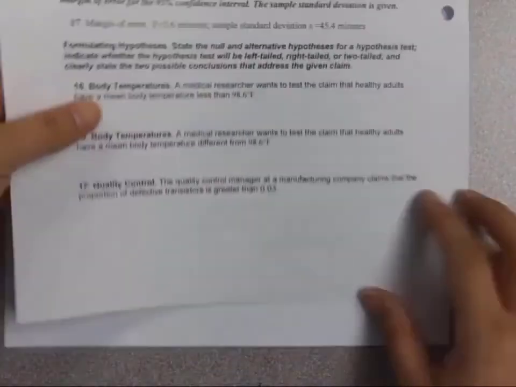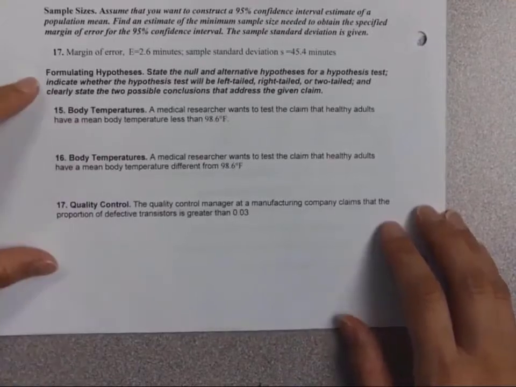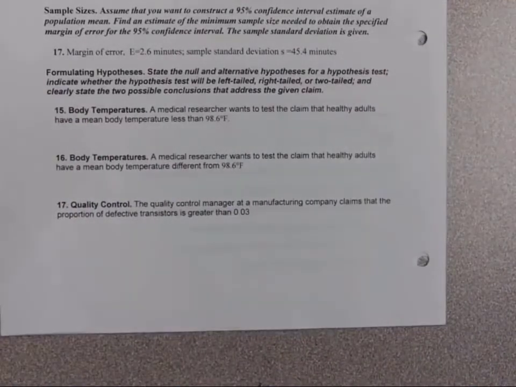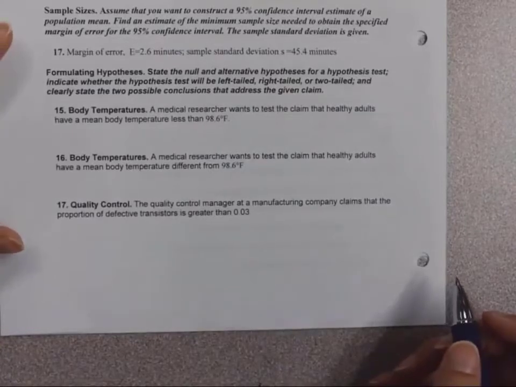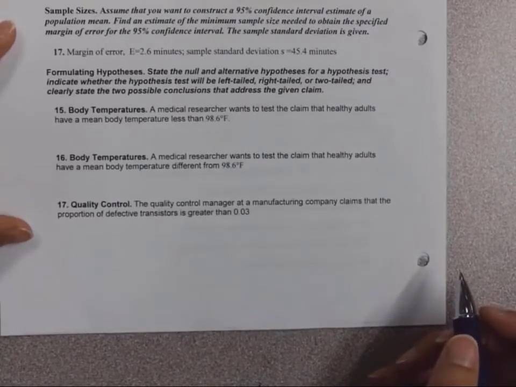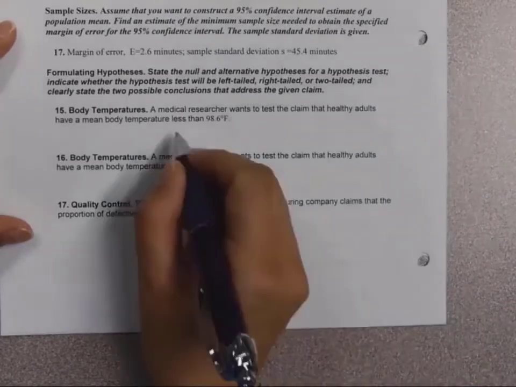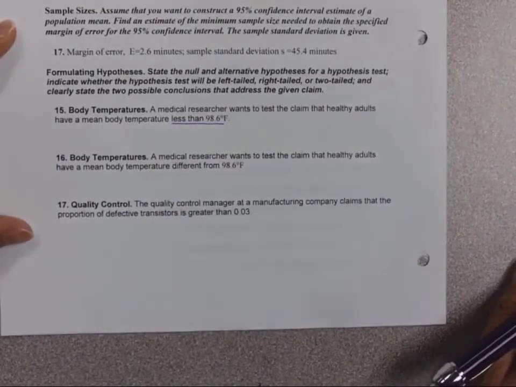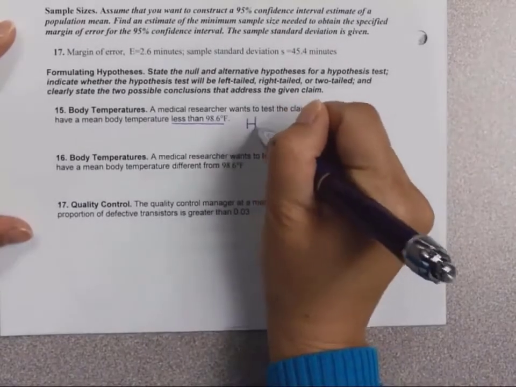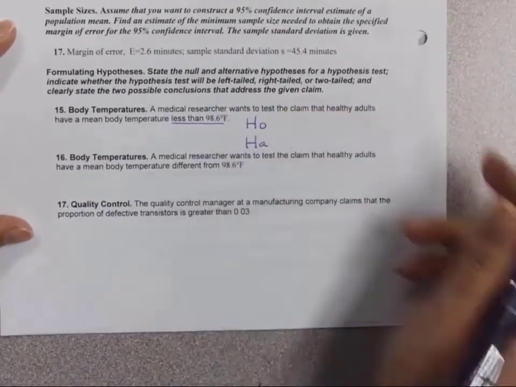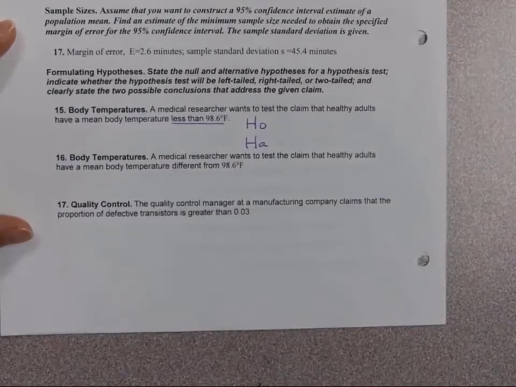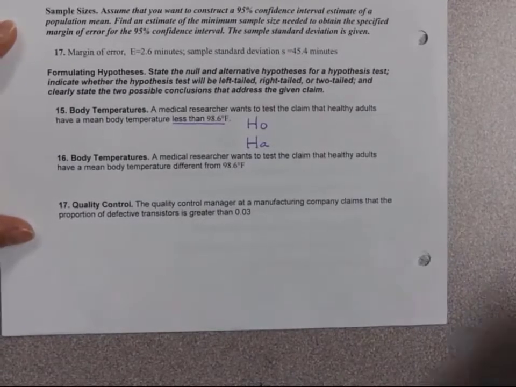Looking at the handout I gave you, the last three questions are related to chapter 9. They ask you to set the null hypothesis and the alternative hypothesis, right? For the first one, the medical researcher wants to test the claim that healthy adults have a mean body temperature of less than 98.6 degrees. So the null hypothesis is H0, the alternative is HA. This is the handout I gave you today, on the back, the very last part. This is for chapter 9.